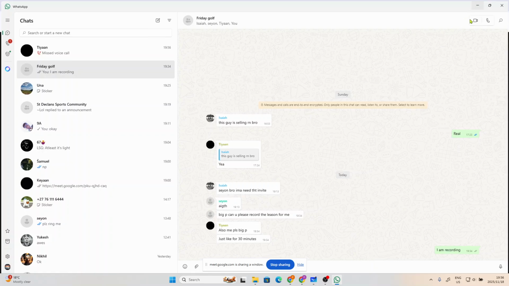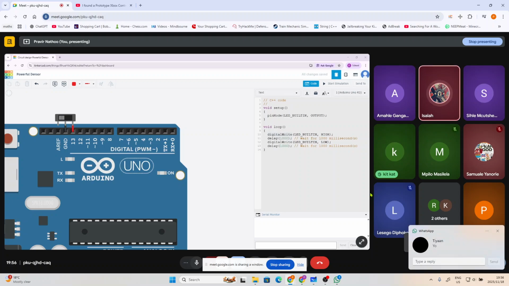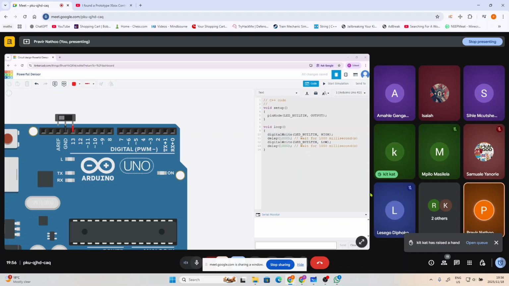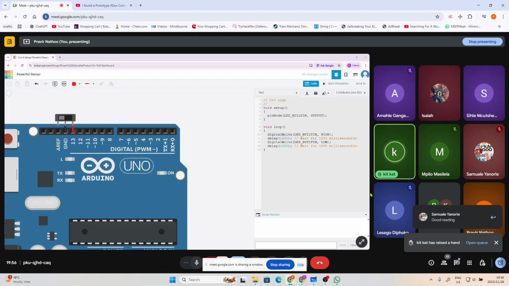Digital rights. It's only on or off, right? Am I right, Big P? Yes. And it works with the digital pin, on any digital pin.